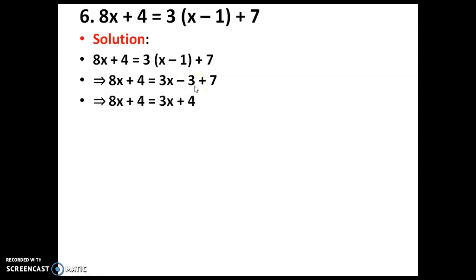So after that, see this constant, so minus 3 is here, 7 is there. So 7 minus 3 is 4. Okay, then bring the constants to one side of equal to and variables to the other side of equal to. So we are getting 5x is equal to 0. So x is equal to 0. Okay, 0 divided by 5 is 0.